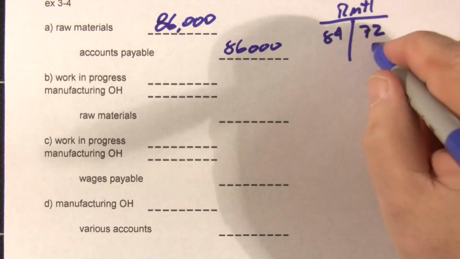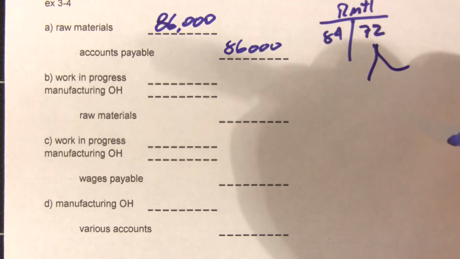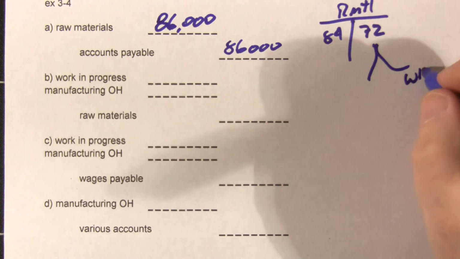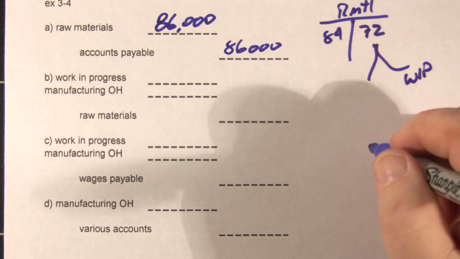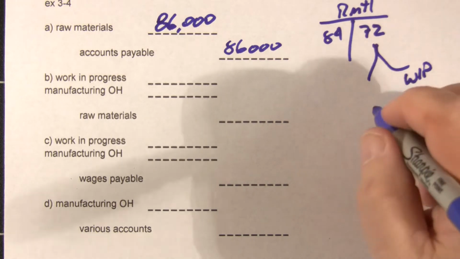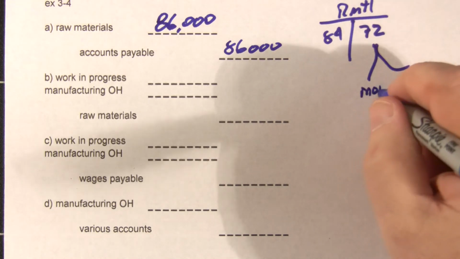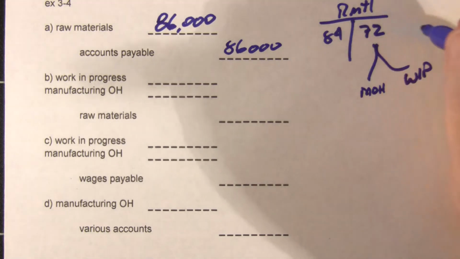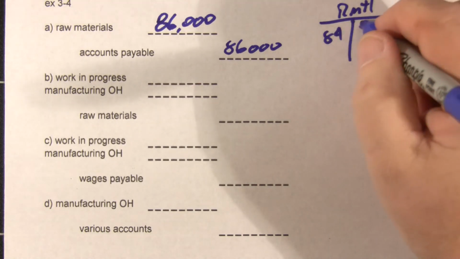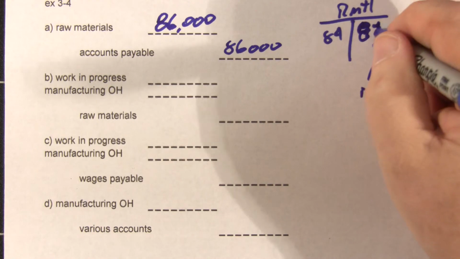Where's this going? Well, it's going two places. One place is work in process. The other place is going to be used for indirect materials, which we call manufacturing overhead. So the work in process part of it was... I'm sorry, we took 84,000 out.